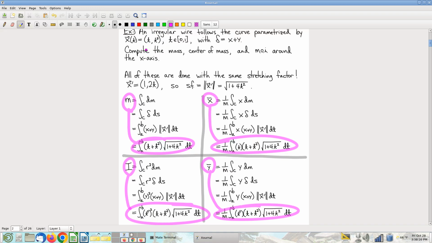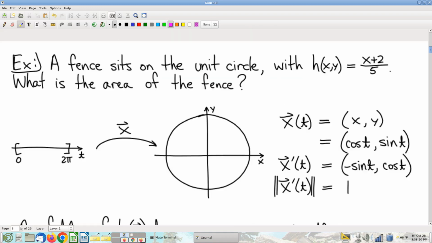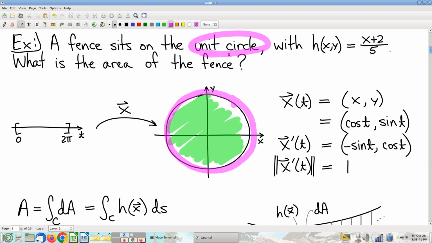Okay. All right. Here's a different example. So let's suppose that we have a plot of land. There's the plot of land, right? And I'm going to put a fence around this plot of land, and the fence is going to follow the perimeter. The plot of land being a disk, the fence is going to be a circle, and we're just going to call it a unit circle just to keep it convenient.